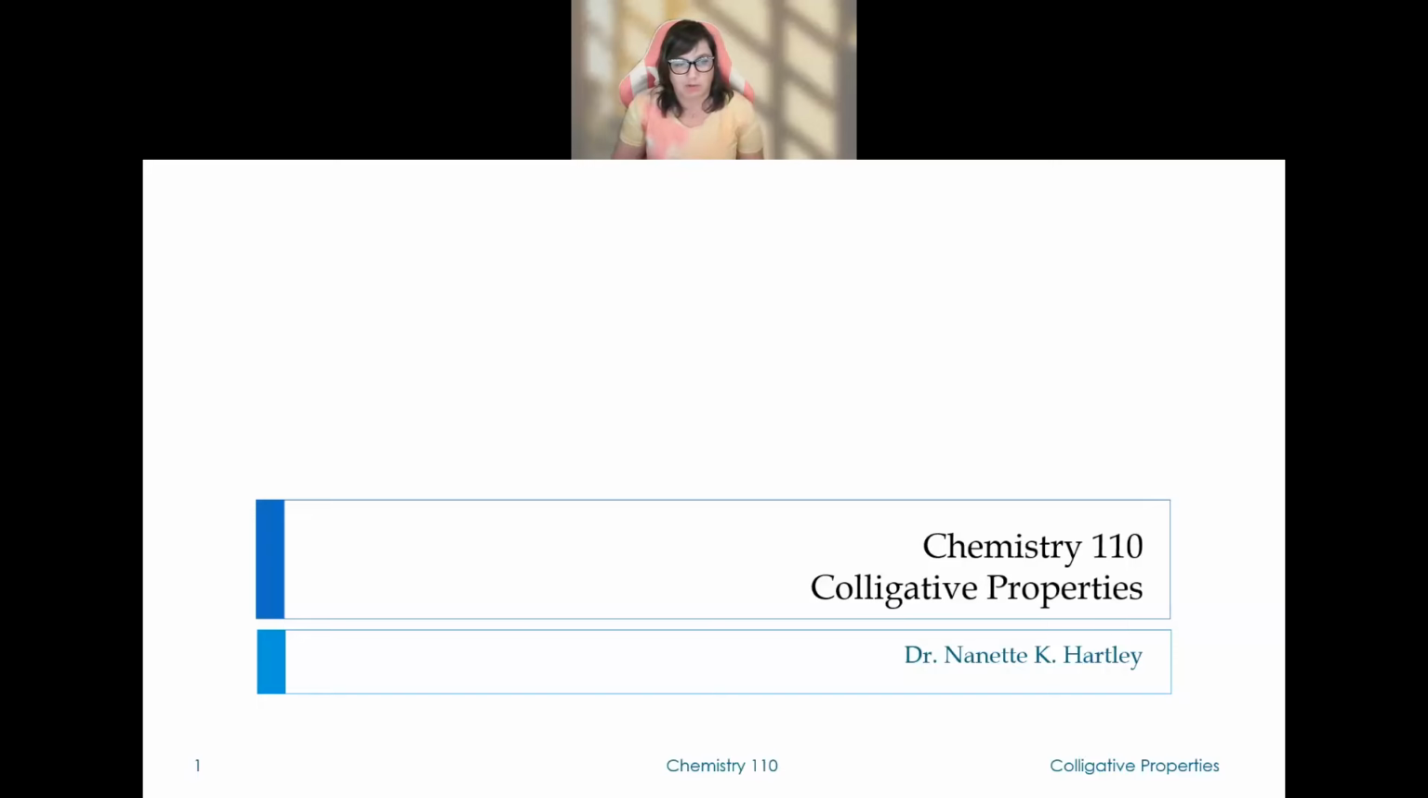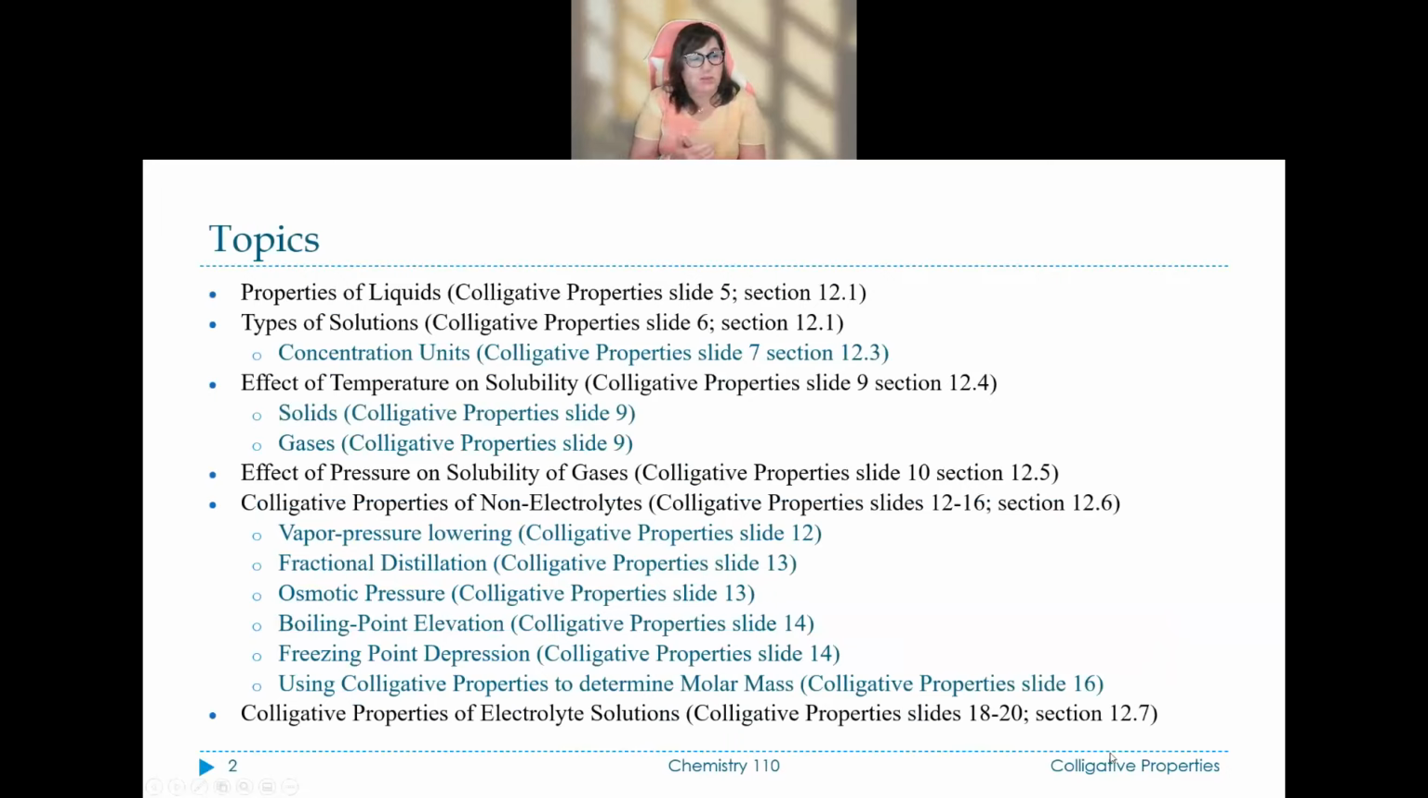So, colligative properties, that's what we're talking about tonight. Colligative properties is actually one of my favorite topics. Properties of liquids, we'll talk about types of solutions, effect of temperature on solubility, effect of pressure on solubility, our colligative properties, which, as you can see here, are vapor pressure lowering, fractional distillation, osmotic pressure, boiling point elevation, freezing point depression, and using colligative properties to determine molar mass. And then we'll talk about how electrolyte solutions are slightly different than what we've talked about in the past.